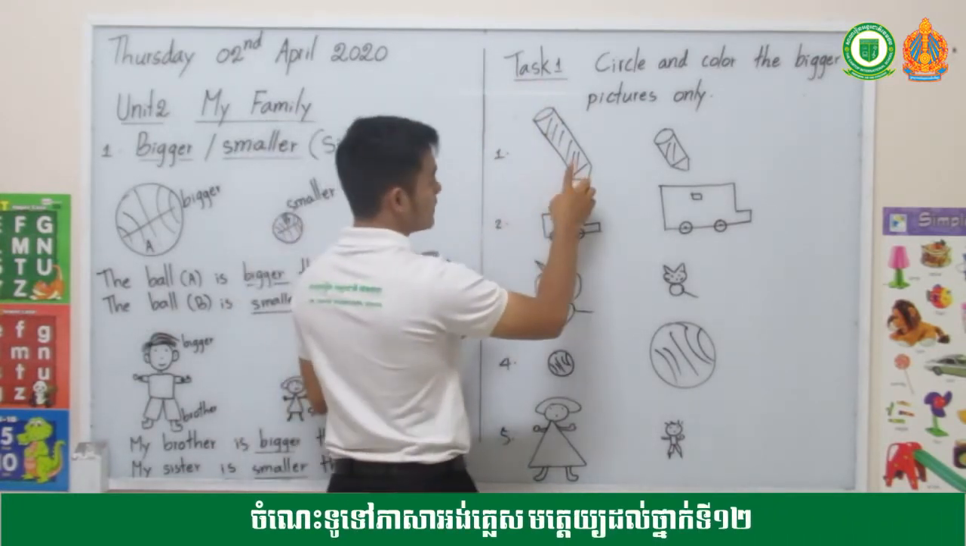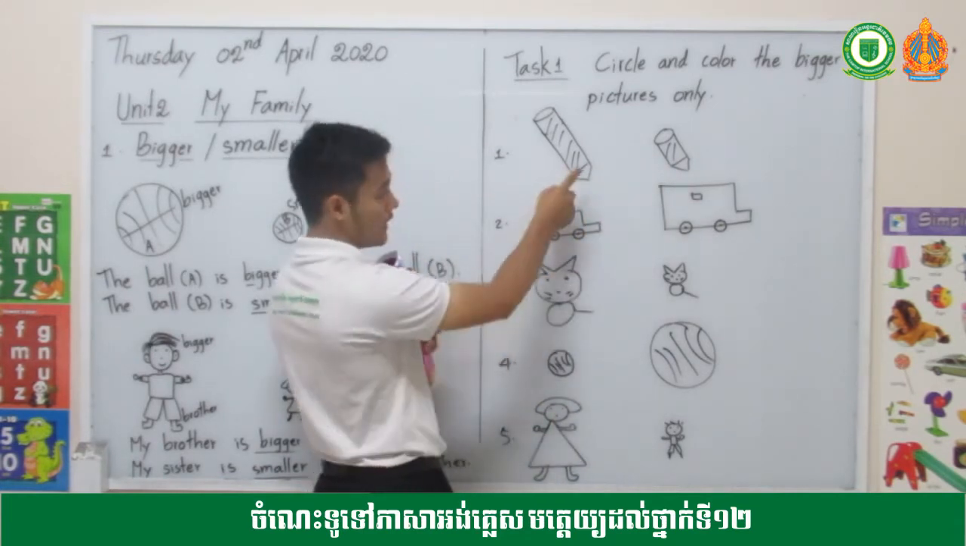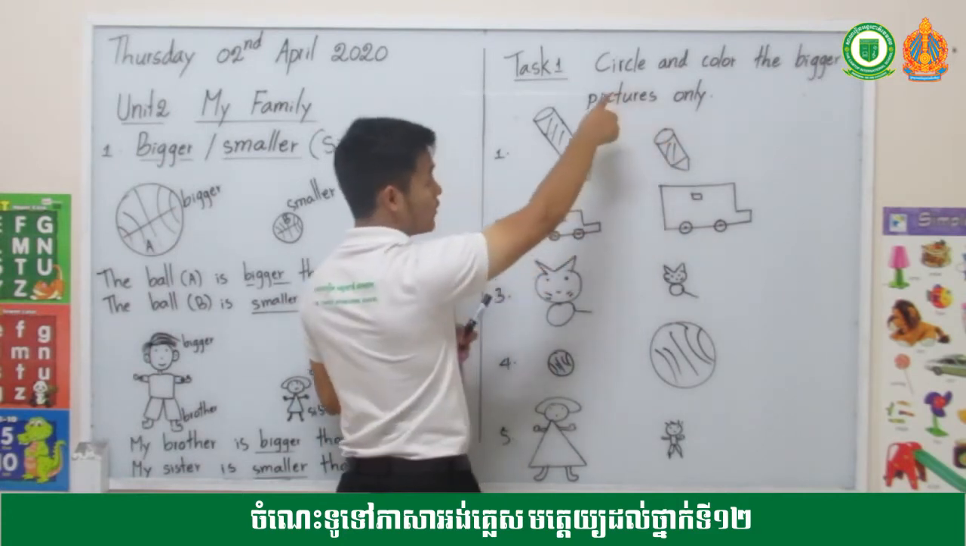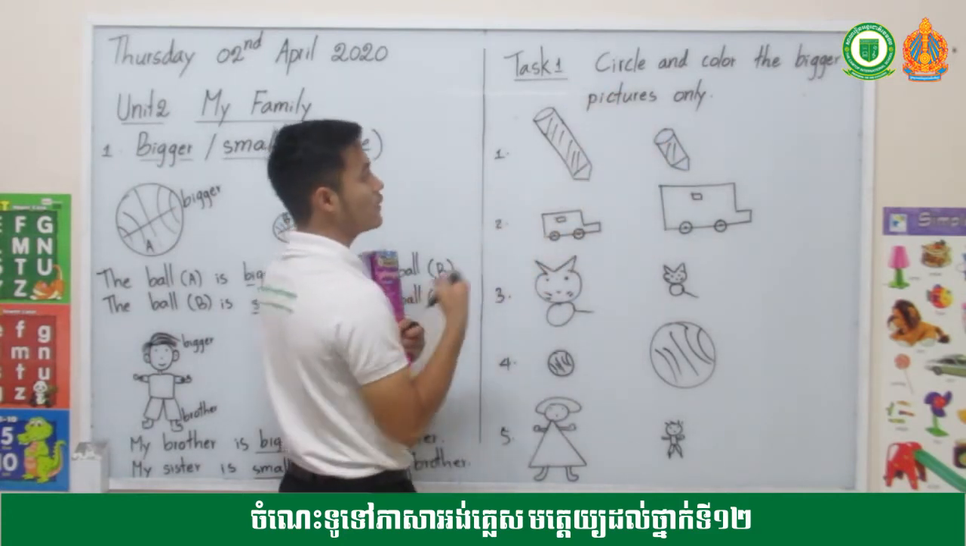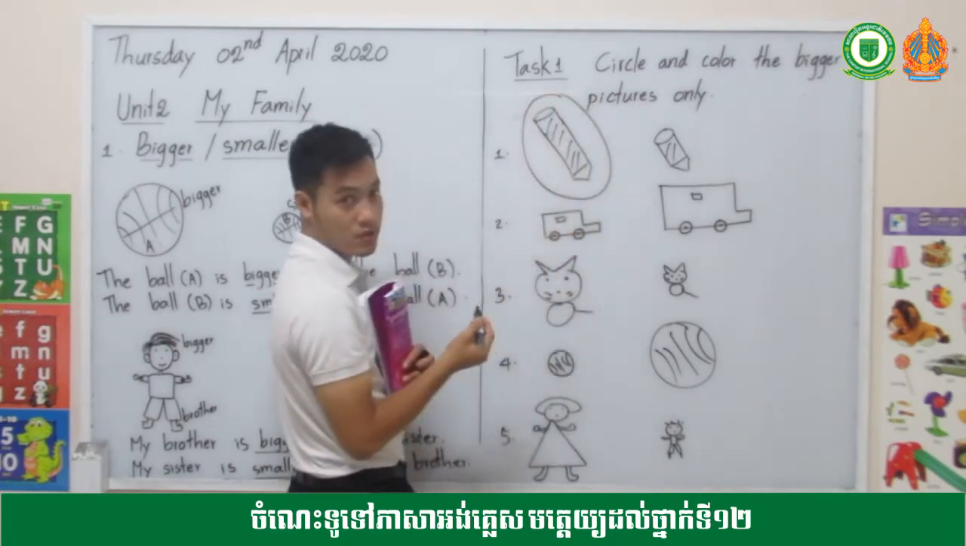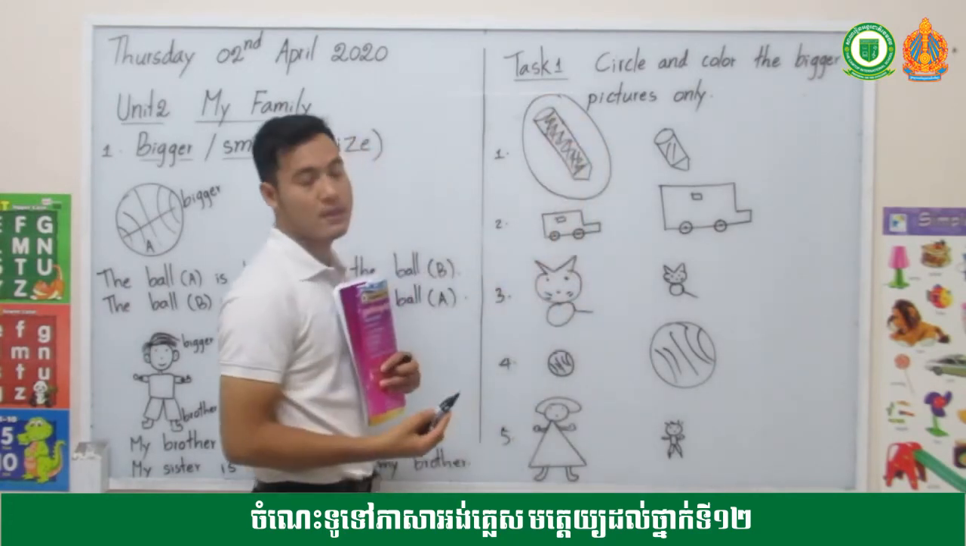So look between 2 pencils. So which one is bigger? Here, right? Which one is smaller? Here, right? But your tag requires you to circle the bigger picture, and then you color the bigger pictures only.